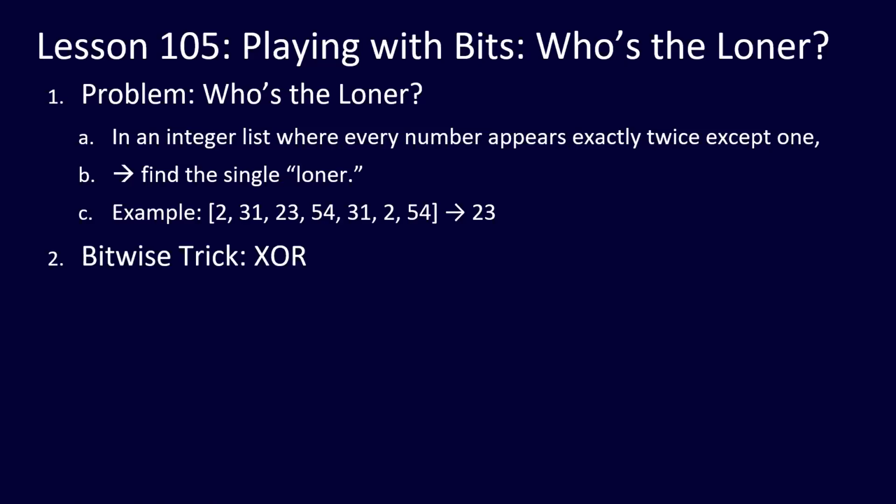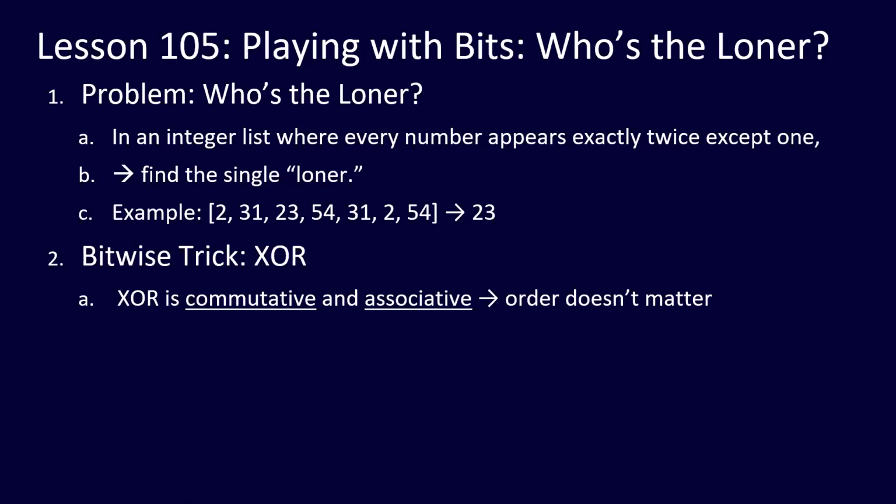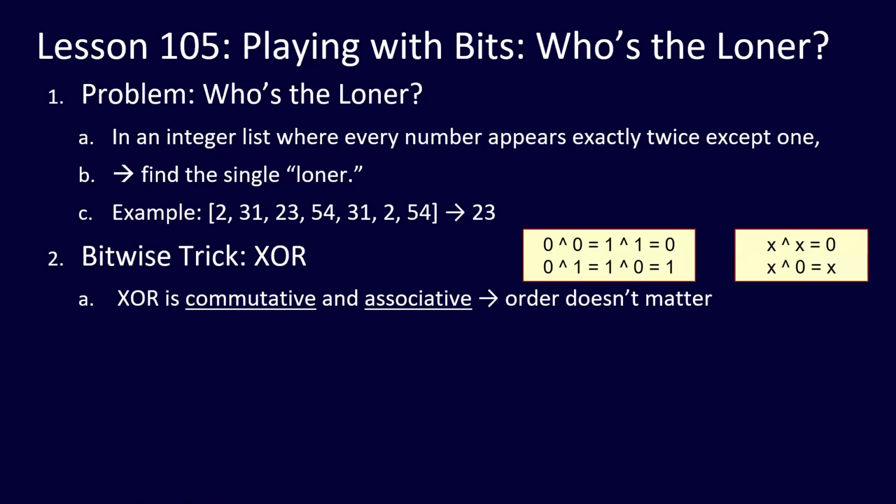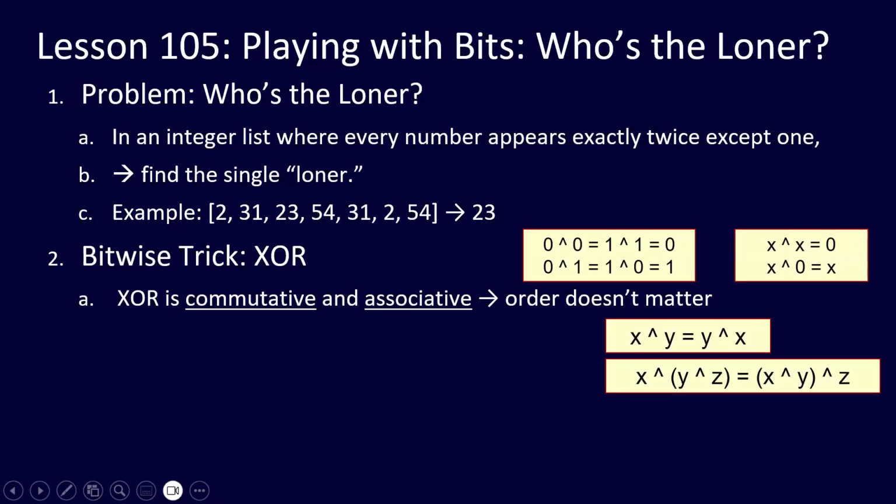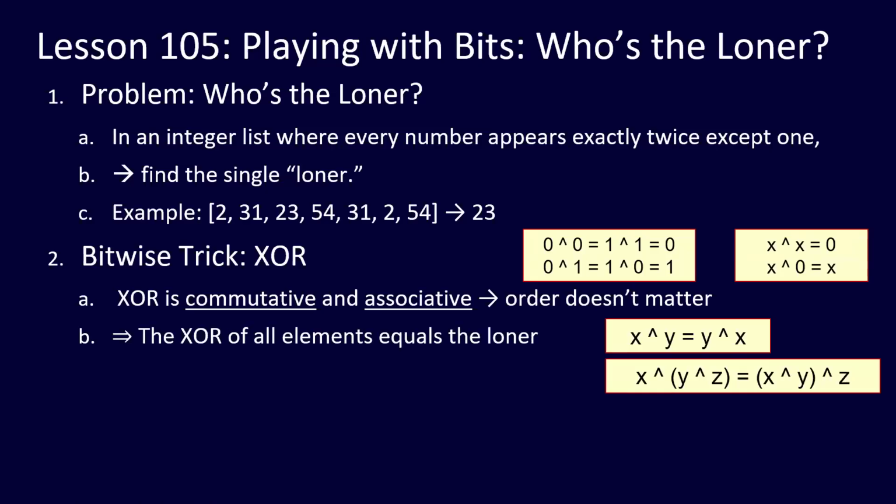Again, remember the interesting properties: x hat x equals 0, and x hat 0 always equals x. And also they're commutative and associative. So actually, the exclusive OR of all elements equals the loner. Interesting. How can we implement and check if it is true?